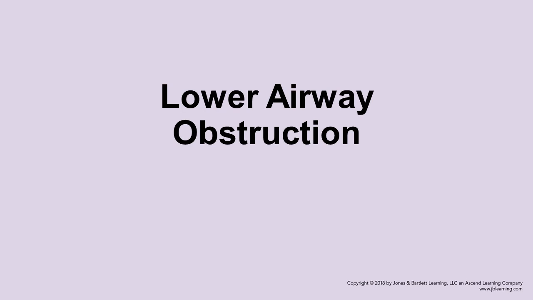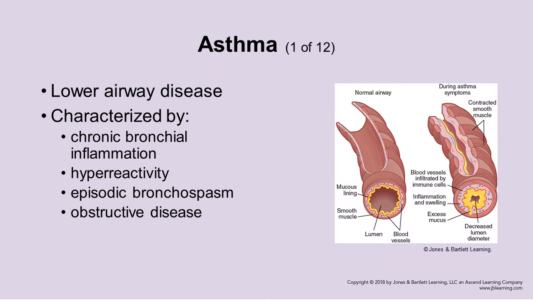So that concludes our section on upper airway obstruction. We'll move now to lower airway obstruction. The first syndrome associated with lower airway obstruction is asthma, or reactive airways disease. By definition, this is a lower airway disease characterized by several things. Chronic bronchial inflammation is a hallmark of this process. So the bronchioles, being the lower conducting airways of the lungs, are chronically inflamed.